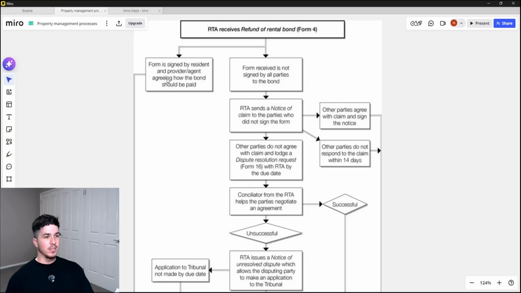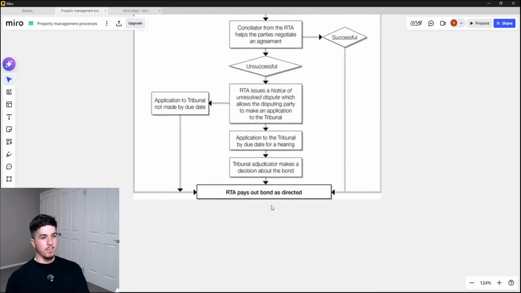The other option is the form is signed by the tenant and the agent agreeing how the bond should be paid. This means that the vacate has been finalized, the agent inspection has been completed, and let's say there's a $300 water bill outstanding, and the tenant says, hey, take the $300 from my bond, can I have the rest? And as there's no other outstanding issues, the property manager says, yes, that's no problem. Both the property manager and the tenant agree on how the bond should be distributed, and it goes all the way down here, and the RTA pays out the bond as directed.